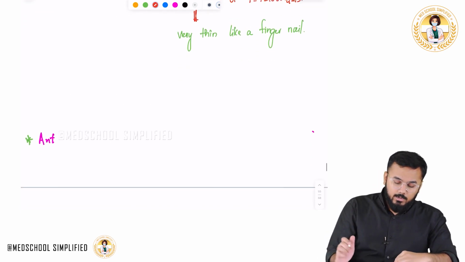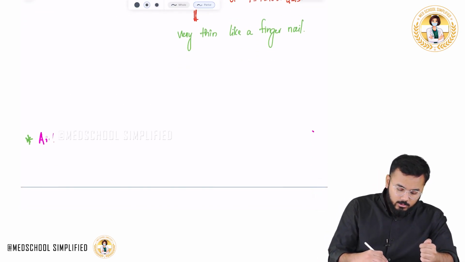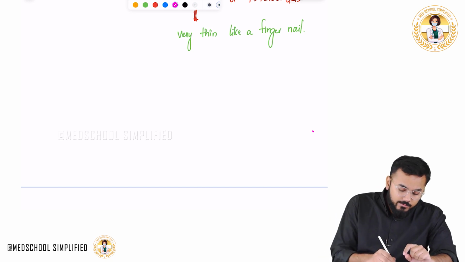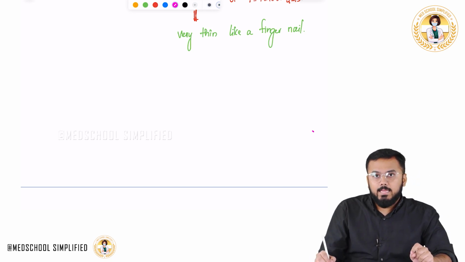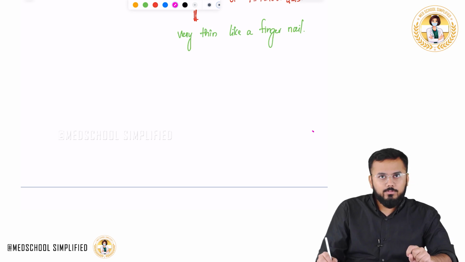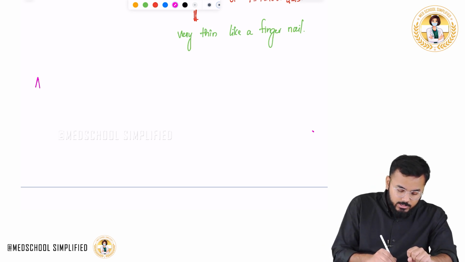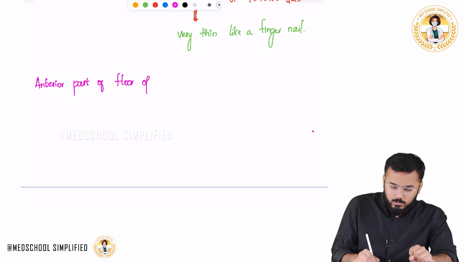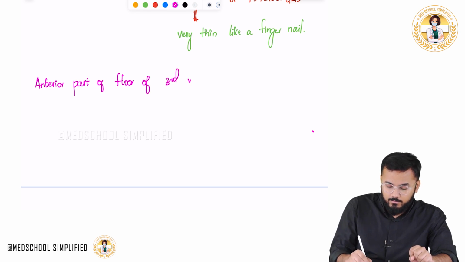Now let us look at the walls. Let us look at each and every wall and we shall discuss them right now. The first important thing we shall discuss is the anterior part of the floor of the third ventricle.